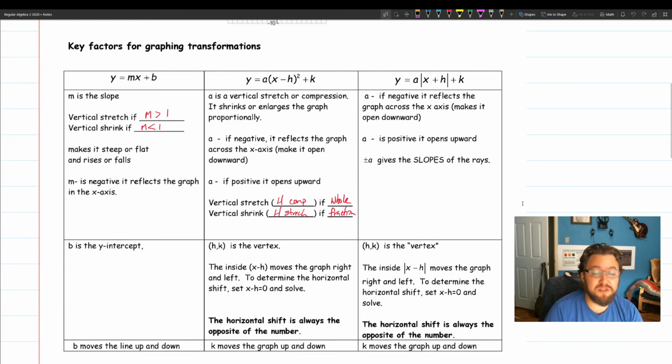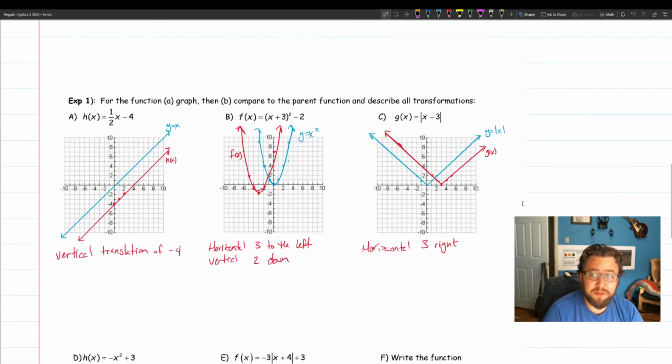So let's take a look at what some of these look like worked out. I've already completed these. I did the parent function in the blue, and I did the transformation in the red. So for example, A, for instance, the first thing you notice is that I shifted it down 4, and I changed my slope just a bit. I did 1/2.